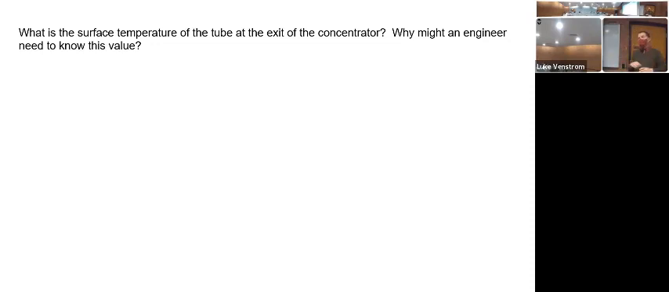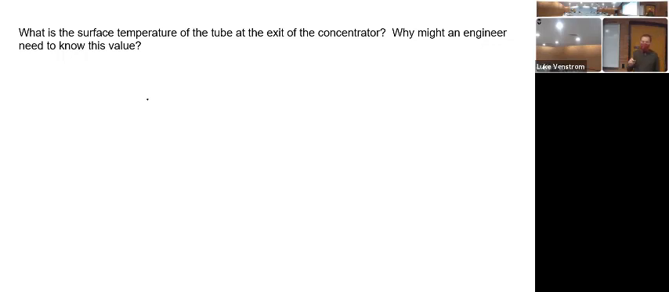because maybe we need to put some supports in the middle, so that we can control how much the deflection is to a level that's acceptable for us, say for making sure that the absorber doesn't move out of the focus of the concentrator. So that might be one reason you would want to know this value. So how do we get it?